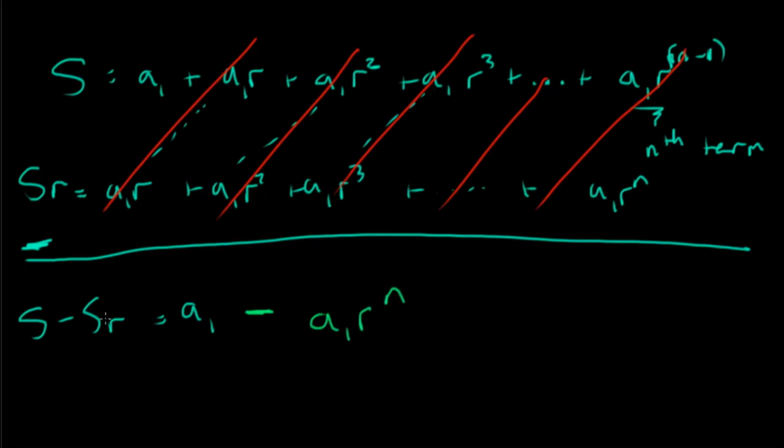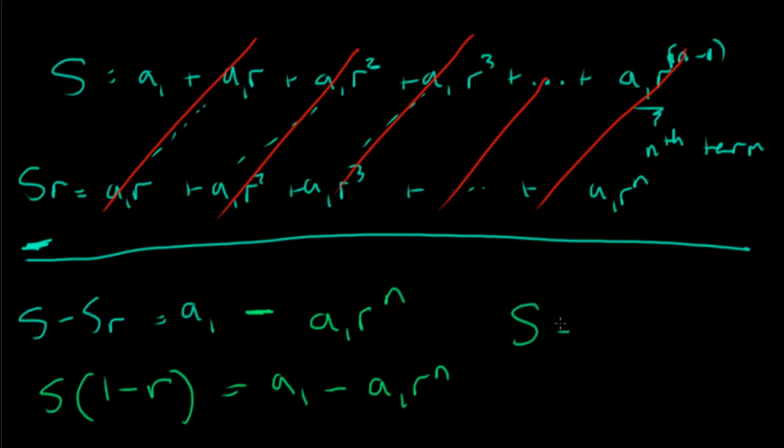With that said, we're pretty much there because we want s. So let's factor out an s and divide by 1 minus r. So s is equal to a1 minus a1 times r to the n, all divided by 1 minus r. If you know the first term, you know how many terms there are, and you know the constant ratio, you can find the sum of a finite sequence of numbers.